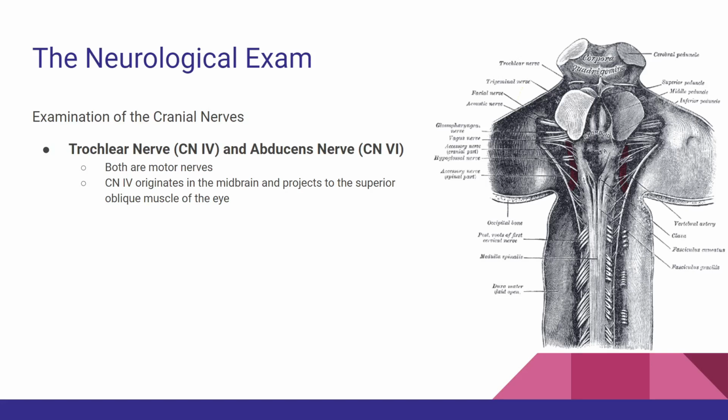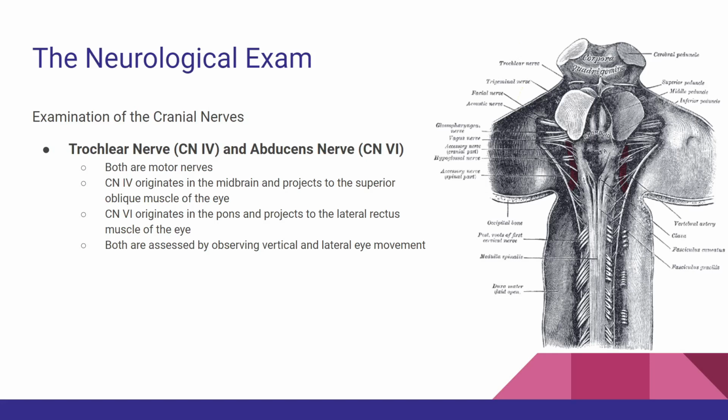So cranial nerve 4 originates in the midbrain, and it projects to the superior oblique muscle of the eye. And cranial nerve 6 originates in the pons and projects to the lateral rectus muscle of the eye. And these are assessed by observing someone's vertical and lateral eye movements. When there's dysfunction in these nerves, you can end up with double vision or diplopia.